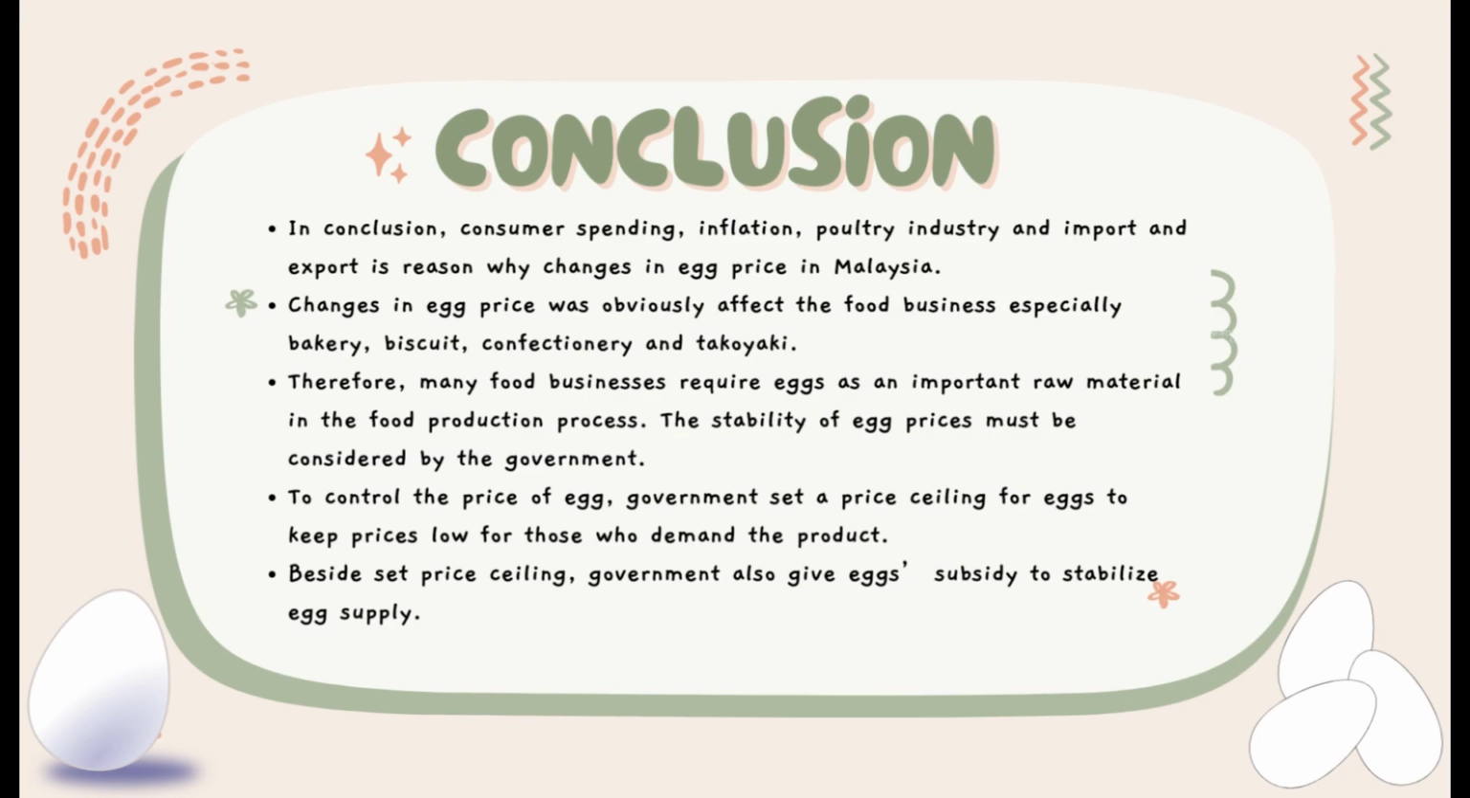To control the price of eggs, the government sets a price ceiling for eggs to keep the price low for those who demand the product. Besides the price ceiling, the government also gives an egg subsidy to stabilize the egg price.